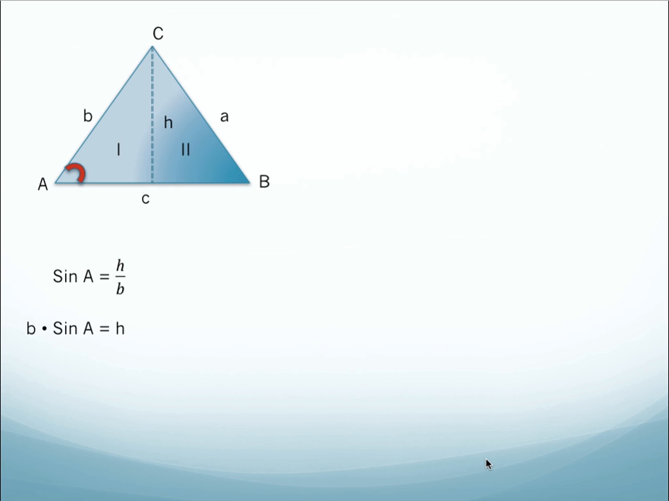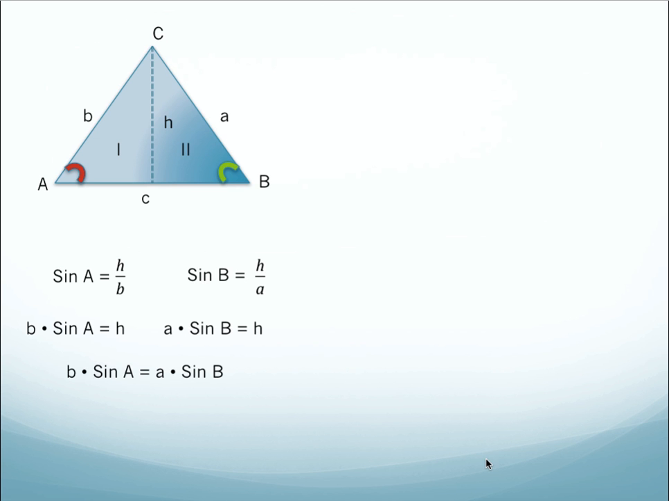Now let's look at triangle 2. If I look at angle B, the sine of B is opposite over hypotenuse, so H over A. Now I can multiply both sides of this equation by A and get A times the sine of B equals H. Well, both equations equal H, and therefore they must equal each other.